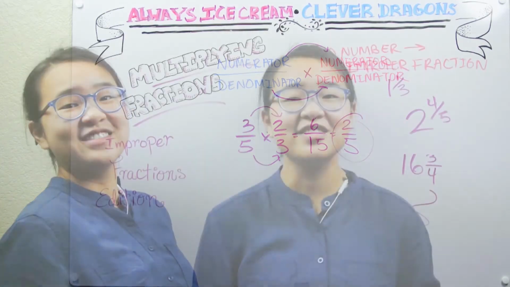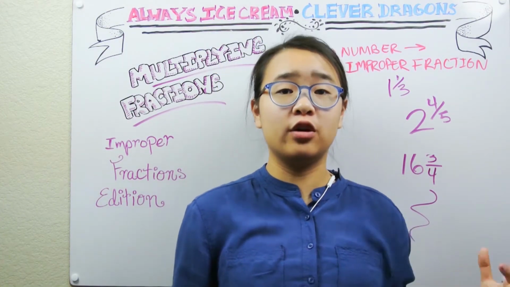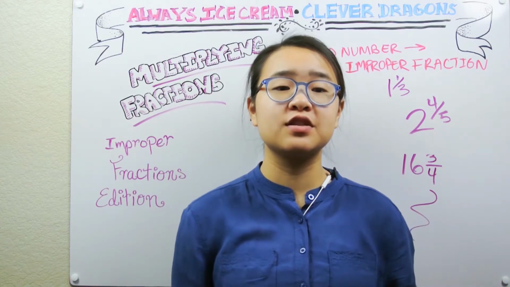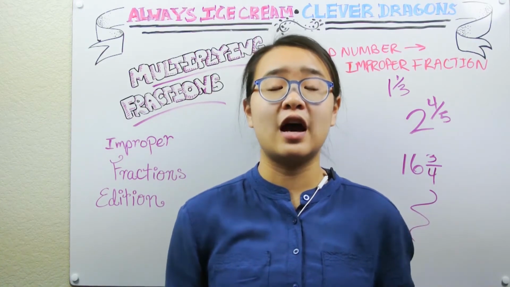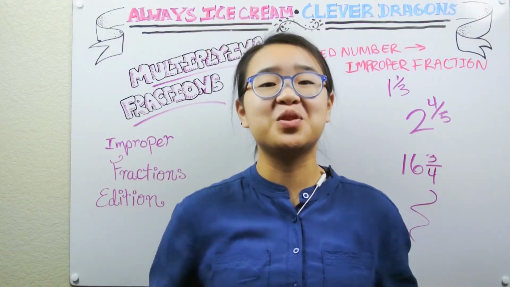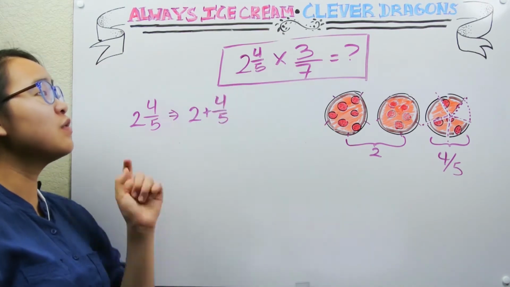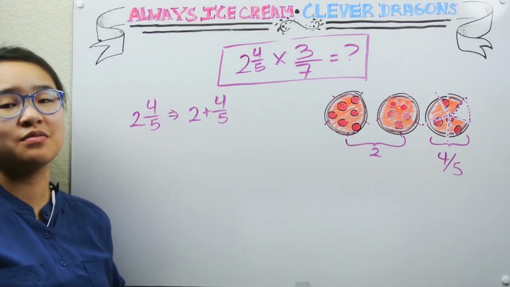And there you go. So if you were to have a mixed number that is something like 1 and 1/3 or 2 and 4/5, all you need to do is convert that into an improper fraction, something that's bigger on the top than the bottom, before multiplying. Say if we wanted to multiply 2 and 4/5 by 3/7.